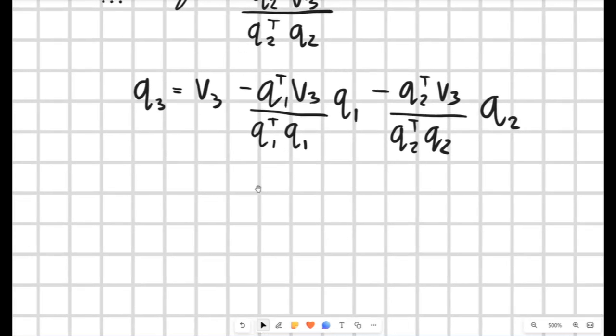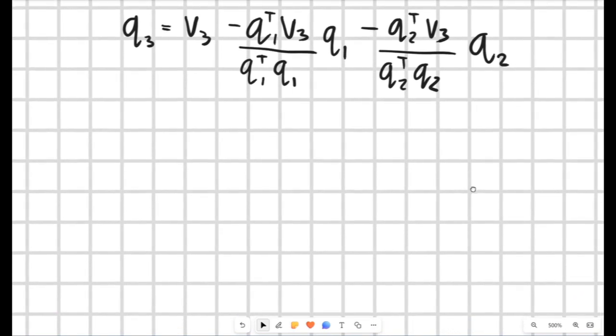So for example, in this case, what do we need to find Q3? Well, we need V3, which we had already, and the only other things that we need are the Q1s and Q2s. And we found those in basically the previous iterations of the algorithm. And if you keep going, you can see the pattern.